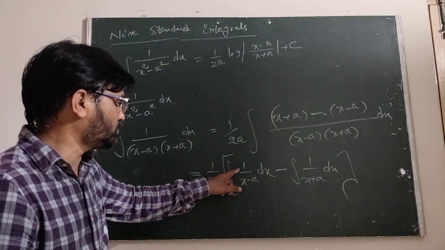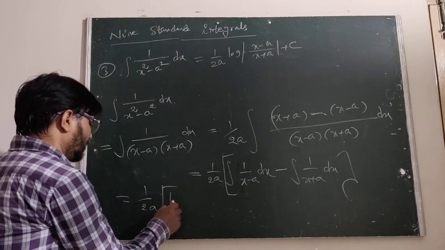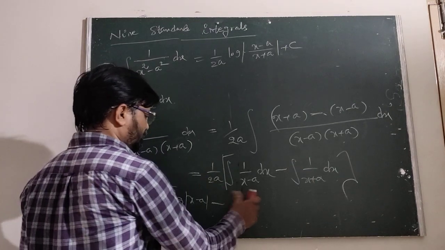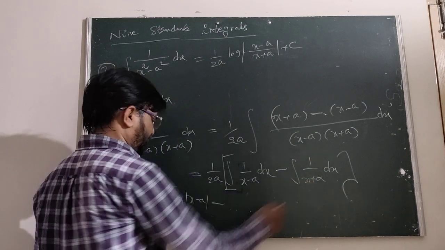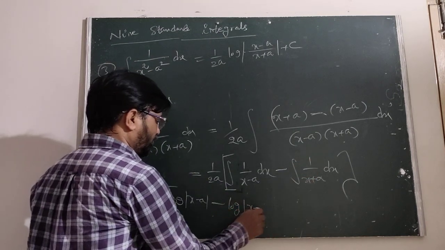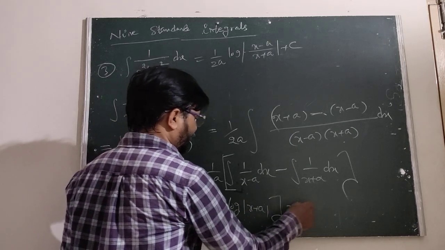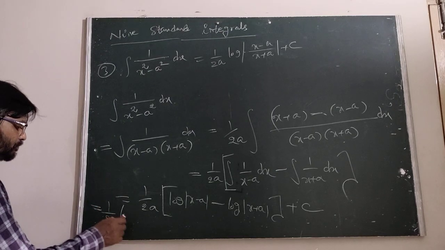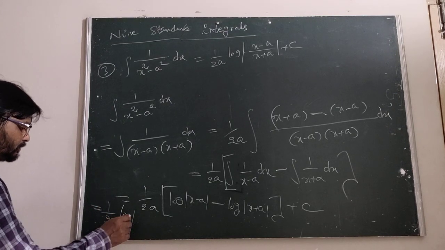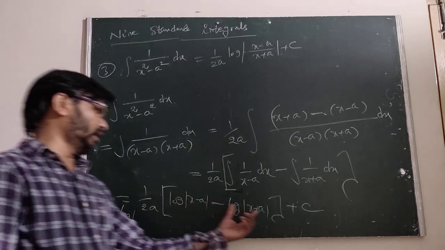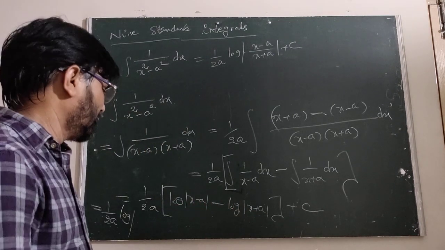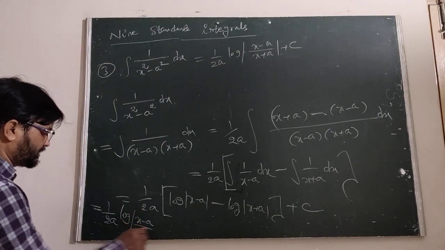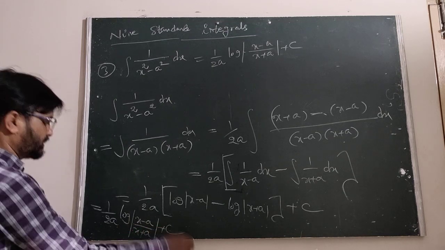Since the derivative of x is 1 and the derivative of a is 0, this is log mod of x minus a. The derivative is 1, so this also compares with f dash of x by f of x. This is also the formula of log mod of x plus a. Finally, we take the integration constant as c. Now we can write 1 by 2a log a minus log b, which is the log of a by b, that is x minus a by x plus a plus c.